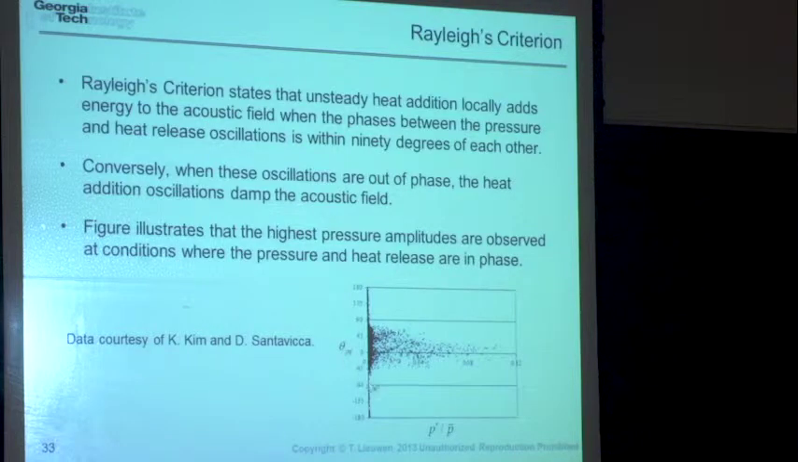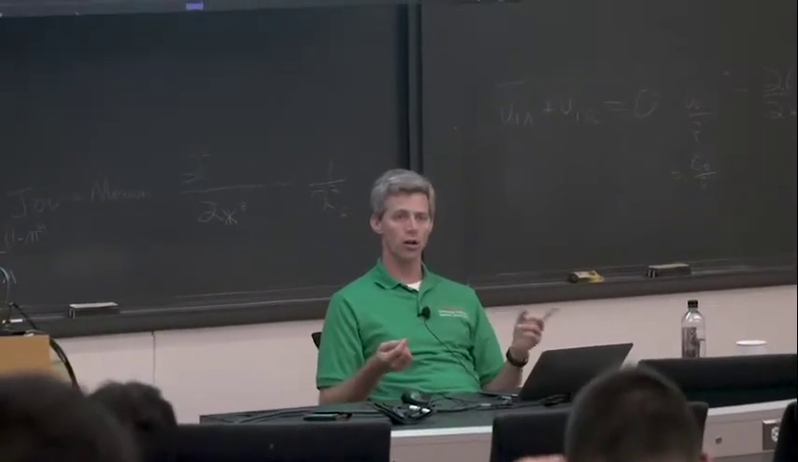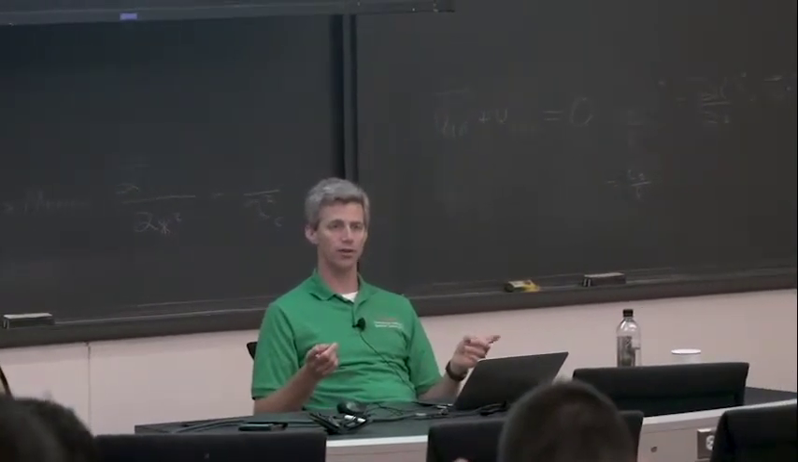And they measured the phase difference, which I've called theta PQ, the phase difference between the pressure and heat release. This is the phase difference. This is the amplitude of the combustion instability. And you can see where you get really, really violent combustion oscillations, where the pressure amplitude's largest, it's when that phase offset is nearly zero. So this is Rayleigh's criterion, and it's an important thing to understand in combustion instabilities: thermoacoustic oscillations or combustion instabilities occur when the unsteady pressure and heat release are in phase.